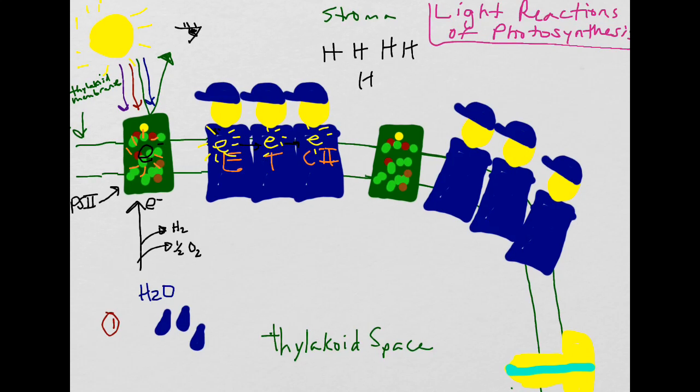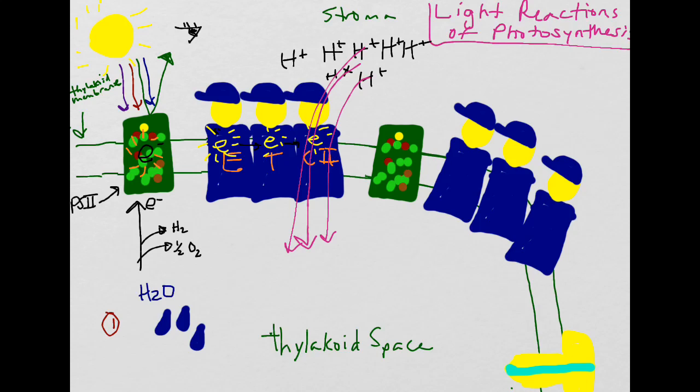So there's a bunch of hydrogen ions out here. These hydrogen ions are going to be pumped from the stroma into the thylakoid space. And we're going to create a hydrogen ion concentration gradient.